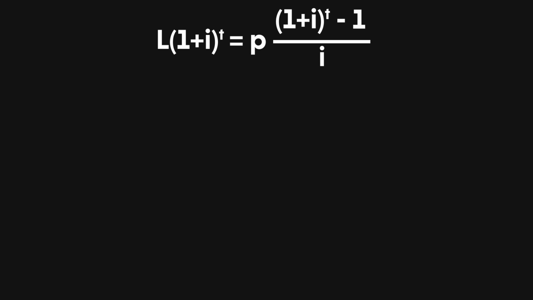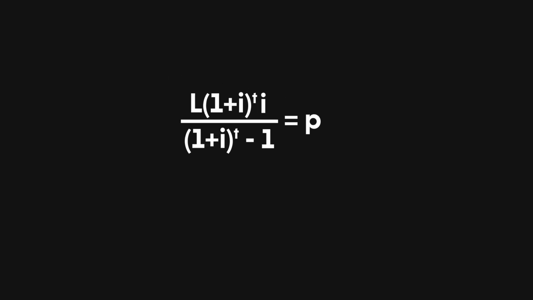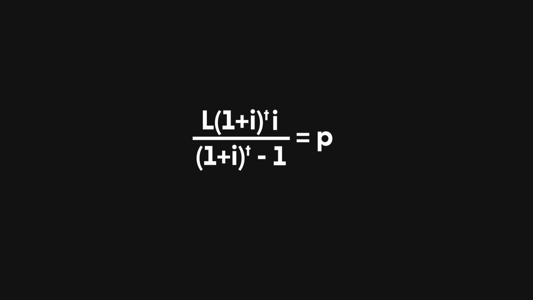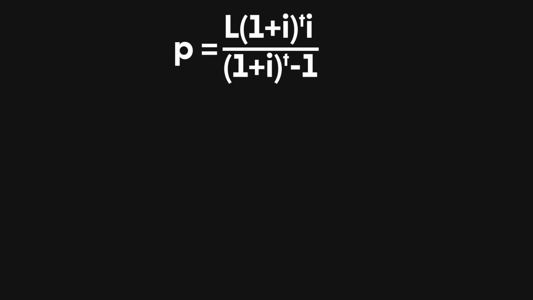Now the equation is L times (1 plus I) to the T is equal to P times the fraction ((1 plus I) to the T minus 1) divided by I. And multiplying the inverse of this fraction on both sides gives us our final equation. In the end, we get this equation. Our monthly payment is the loan times (1 plus I) to the T times I, divided by ((1 plus I) to the T minus 1). But is this the right equation?